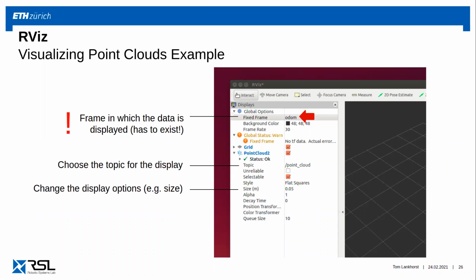Whenever RViz is facing issues, it will try to indicate that through warnings and errors. So whenever a topic is not present or a specific frame is not present, it will try to indicate these errors and warnings. When you add a plugin to RViz, for example, this point cloud plugin, you will have the opportunity on the left side of your display to adjust the topic that it's listening to and to set display options like the size of the point cloud points, the shape in which they are shown, etc.